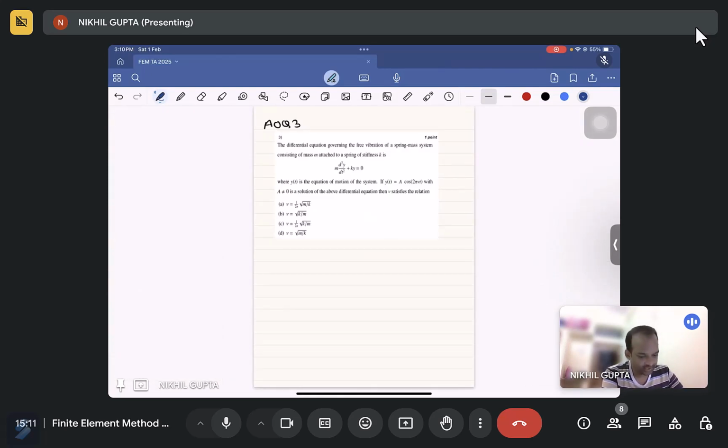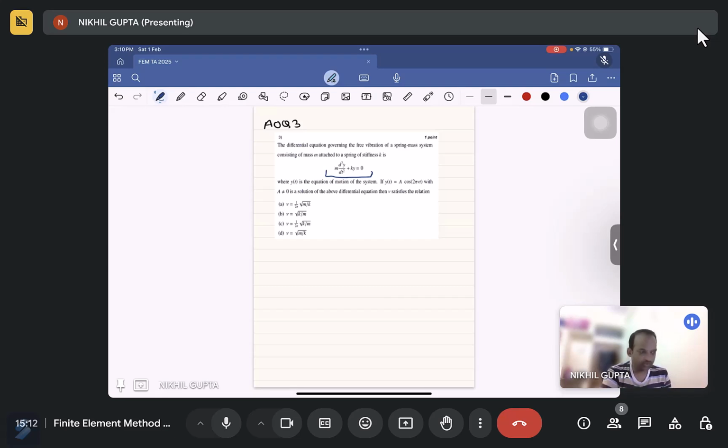So now let's go to the third question. What it says: the differential equation governing the free vibration of a spring-mass system, consisting of mass m attached to a spring of stiffness k, is given. This is the general 2-degree equation which we know, where y is the equation of motion, and the solution of y is also given, with A as non-zero.